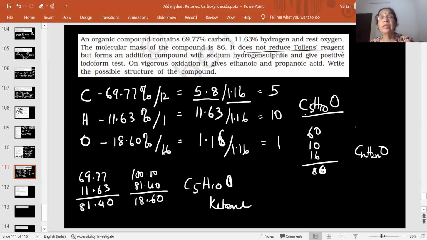It forms addition compound with sodium bisulfite. That means it is a carbonyl compound. Gives positive iodoform test. If it gives a positive iodoform test, what should it be? It should be a ketone which should have CO group. Now, if I take out CO group from here, 2 carbon atoms, what will I be left with? CH2, CH2, CH3. So it is what? 2-pentanone.